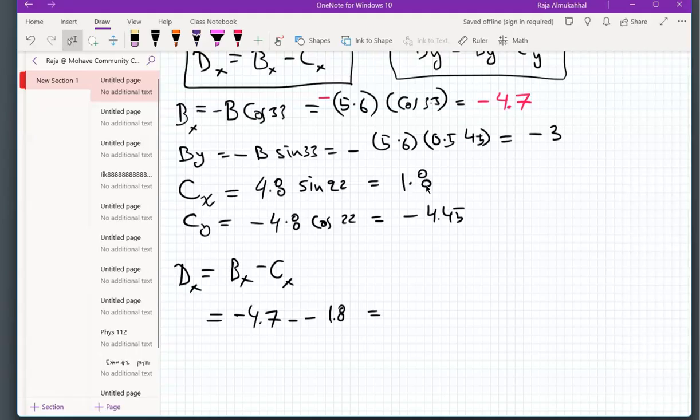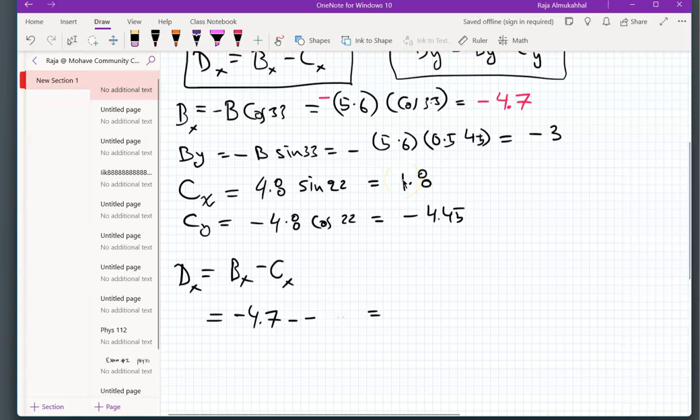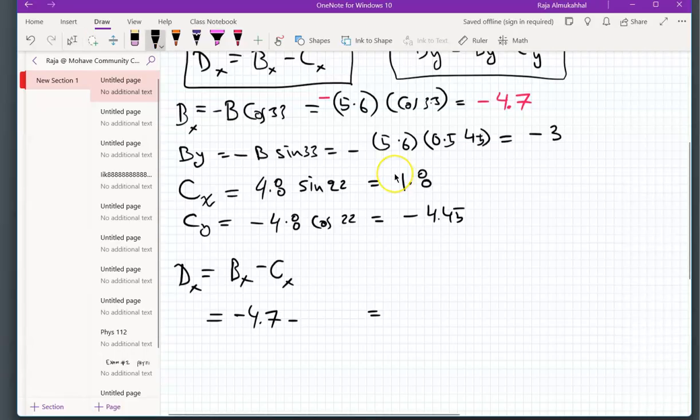I'm sorry, c sub x is positive here. Sorry about that. I hope I didn't confuse you. C sub x is positive. So in this case, I already have a minus here. So b sub x is -4.7 right there, and then minus 1.8. Is that right? And when I calculate that, minus this will give me -6.5. So d sub x is -6.5.